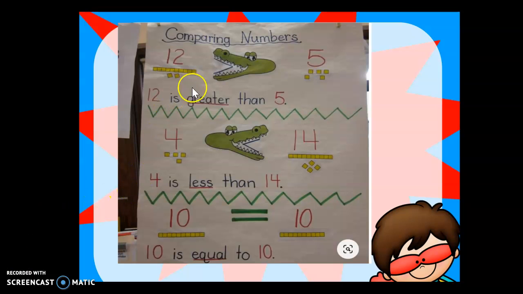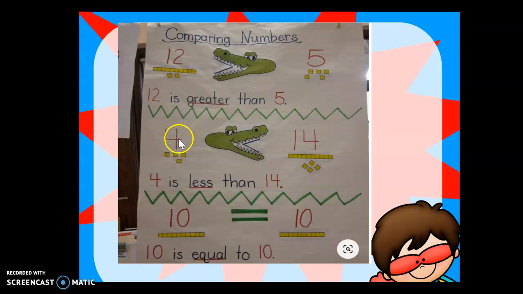Now let's take a look at our anchor chart. Comparing numbers, we see that this number here is 12 on the left side, and this number here is 5 on the right side. And remember, we read our numbers from left to right. Here we see there's 1 ten, 2 ones. Here we only have 5 ones. So the alligator mouth is always going to eat the larger or greater number. So 12 is greater than 5.